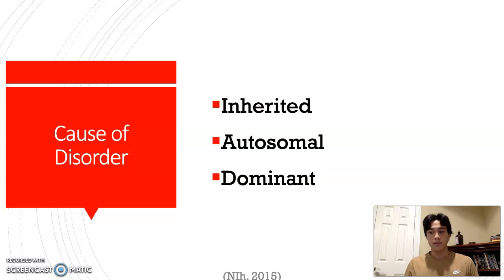Huntington's disease is an inherited condition, and it affects the autosomal chromosomes, more specifically chromosome number 4. And it does so in a dominant manner, manifesting itself in adulthood.